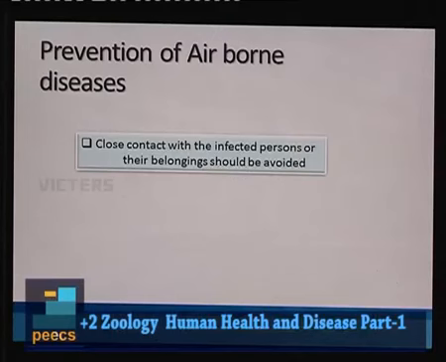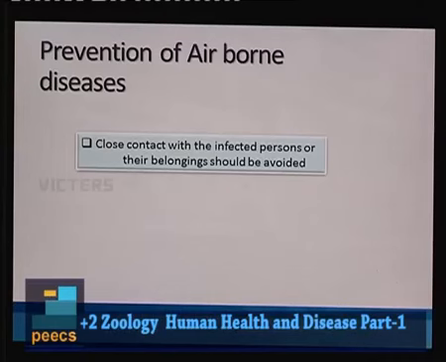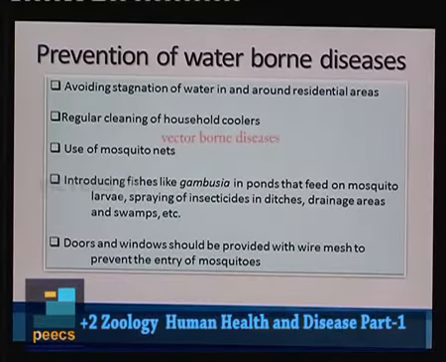Now, how can we prevent the airborne diseases? Airborne diseases are mainly prevented by avoiding close contact with the infected person, and also we have to avoid the belongings of that infected person. So, in this manner we can prevent airborne diseases. What about waterborne diseases? Waterborne diseases can be prevented by avoiding stagnation of water in and around residential areas, regular cleaning of household coolers.